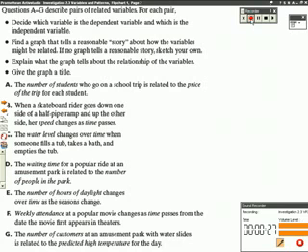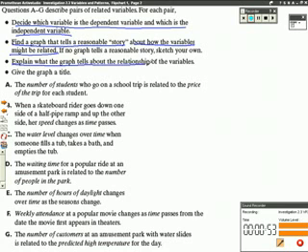For each pair, the first thing they want us to do is decide which variable is a dependent variable and which one is an independent variable. The next thing we're going to do is find a graph that tells a reasonable story about how the variables might be related. And the last thing is to explain what the graph tells about the relationship and give the graph a title.